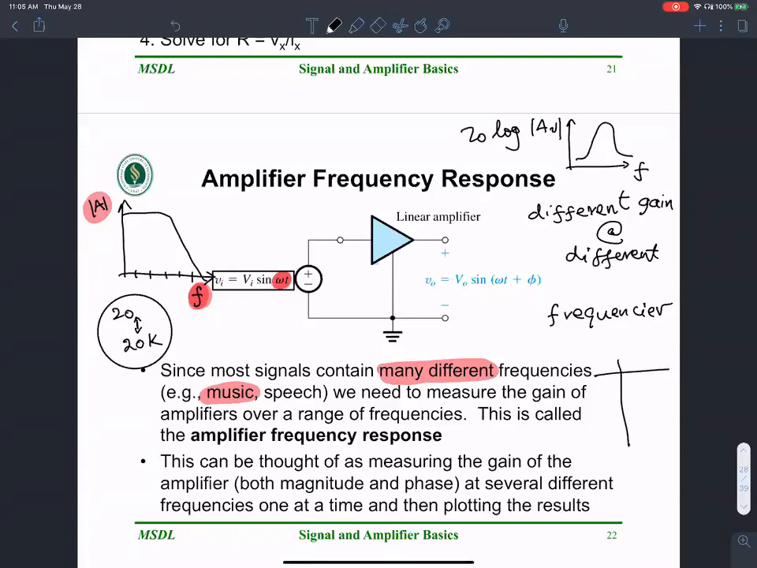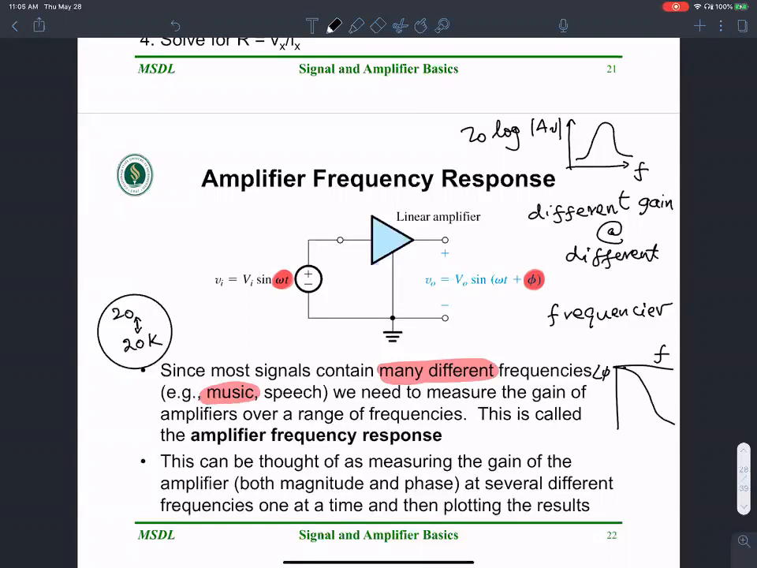Sometimes I also pay attention to phase. If you think about it, this sine wave that is going in does not have any phase, but the output has some phase. So you want to pay attention to how the phase angle is changing as a function of frequency. Understanding the dependence of gain on frequency, and the dependence of phase angle on frequency, is the idea of frequency response.